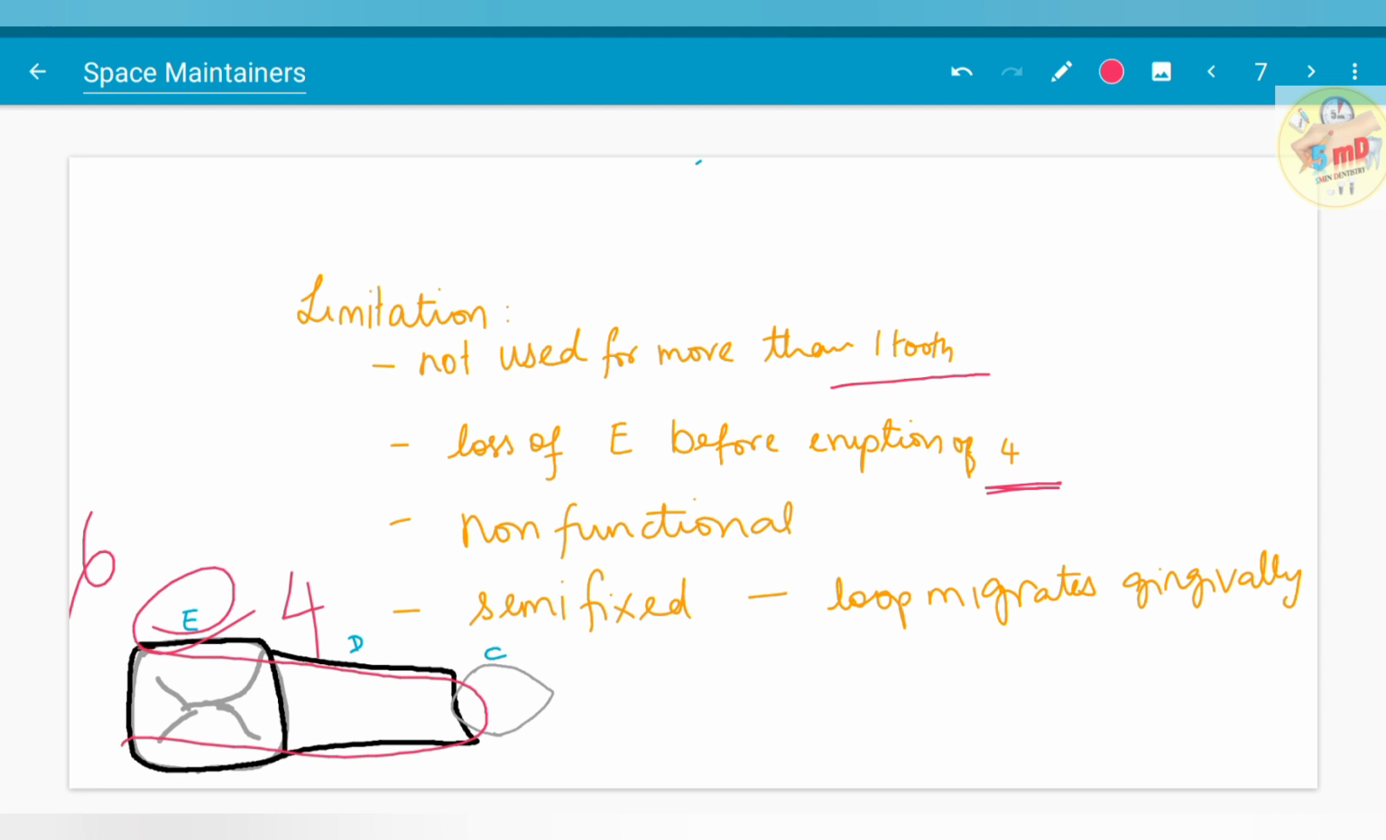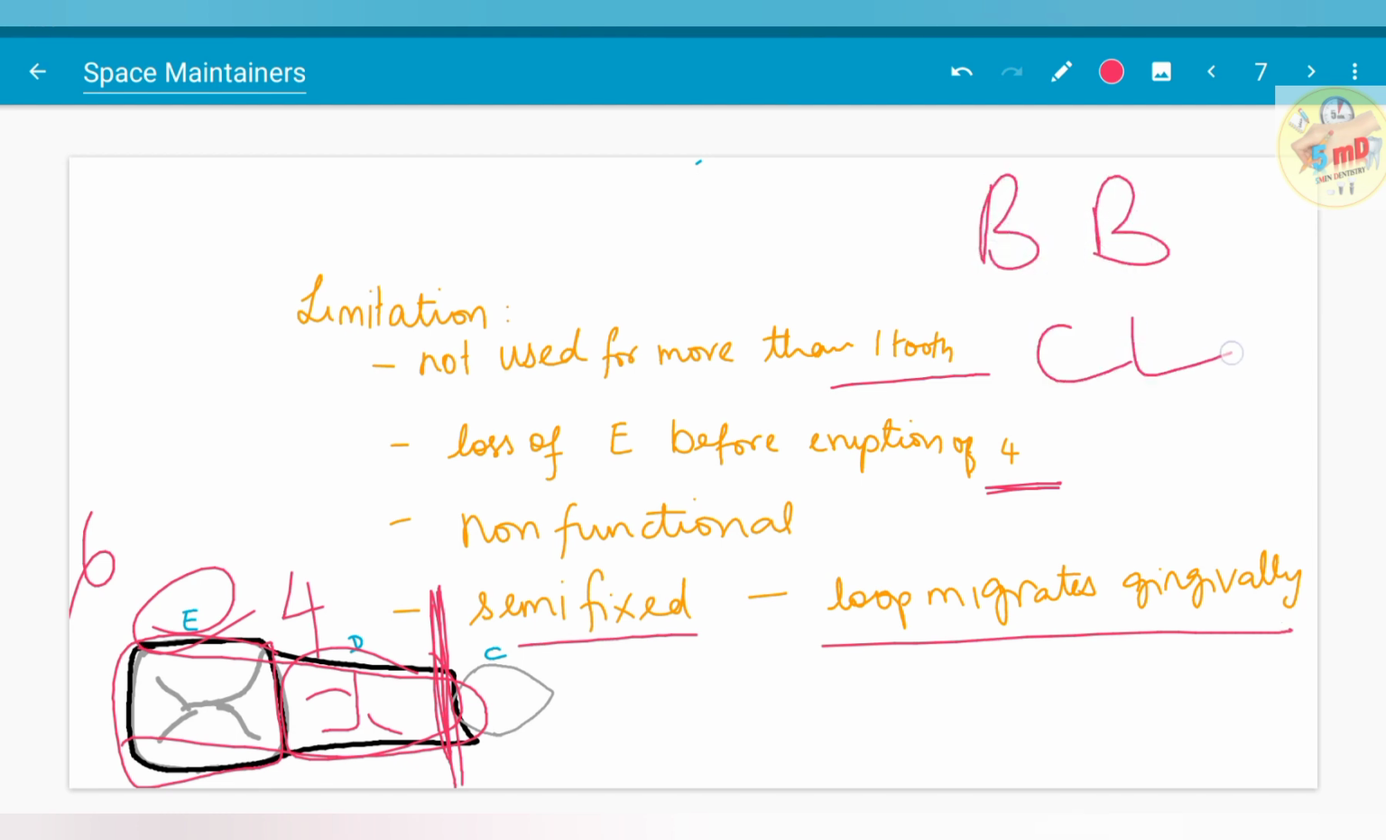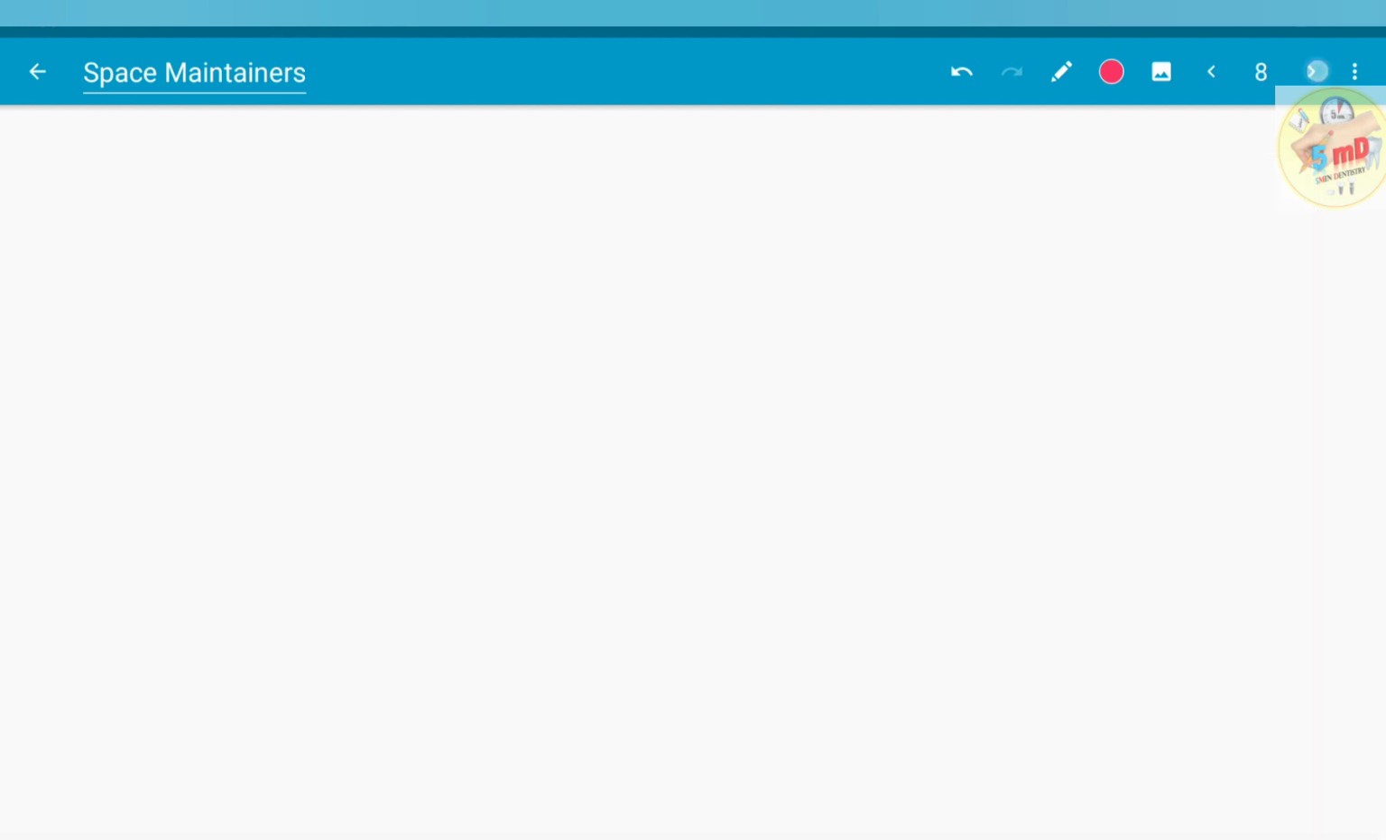It is a non-functional appliance, since the pontic is not present here, and it is semi-fixed, that is, as I said, it is bonded or banded to one side only. On the other side it is just taking support on the other tooth, and therefore it is semi-fixed, and the loop can migrate gingivally on the semi-fixed side. There are many modifications for band and loop, including band and bar, crown and loop, and extended band and loop.